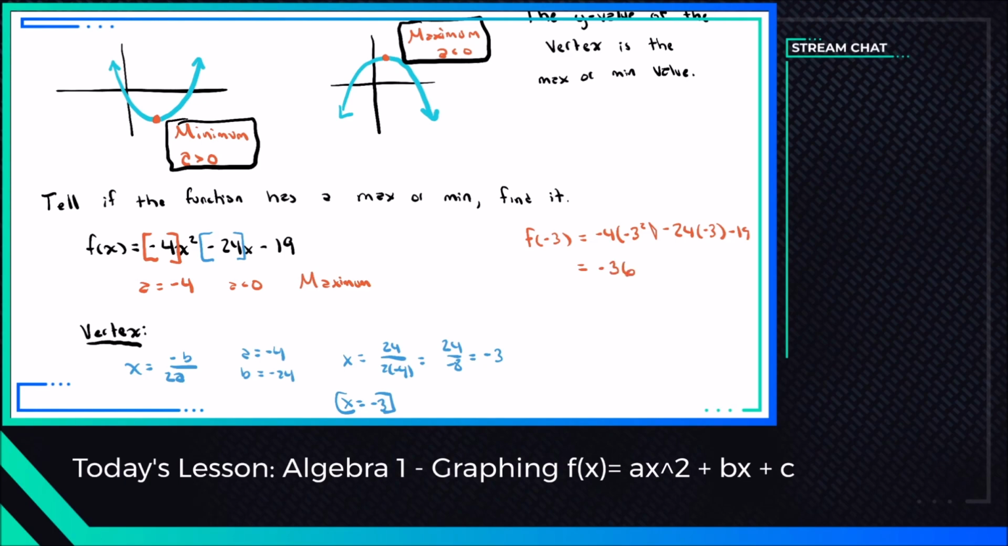Negative 24 times negative 3. 24 times 3, it's going to be a positive 72. And then we're going to minus our 19. So we're going to take negative 36 plus 72 minus 19. And that is going to equal a positive 17. And that 17 is our maximum value.